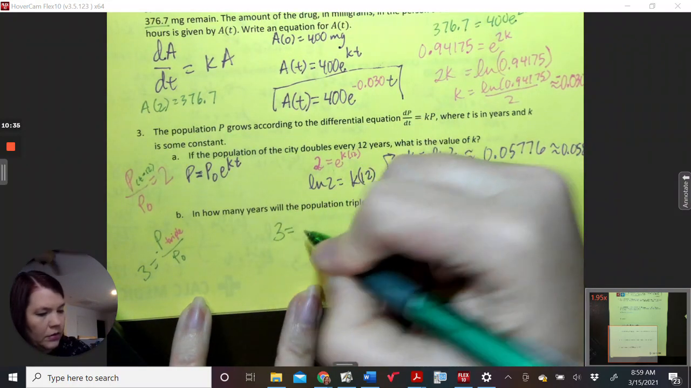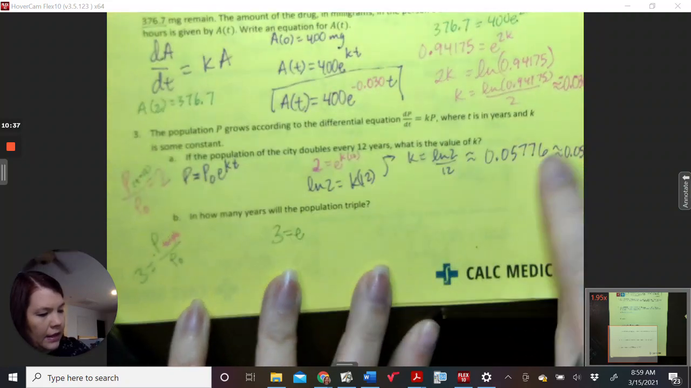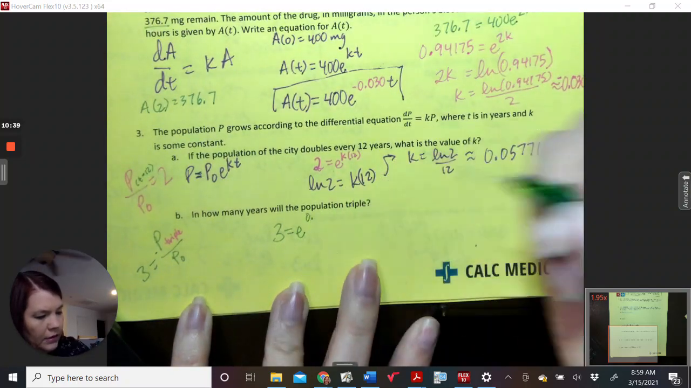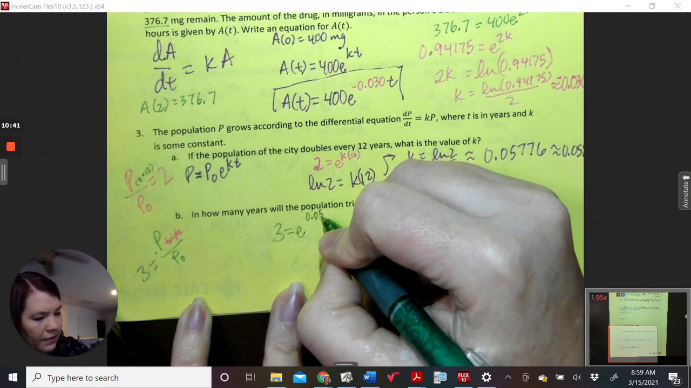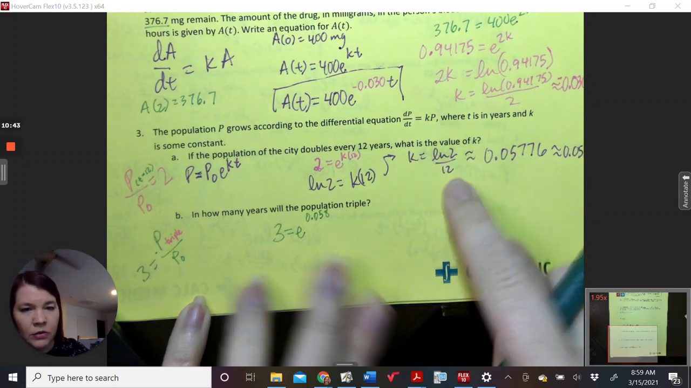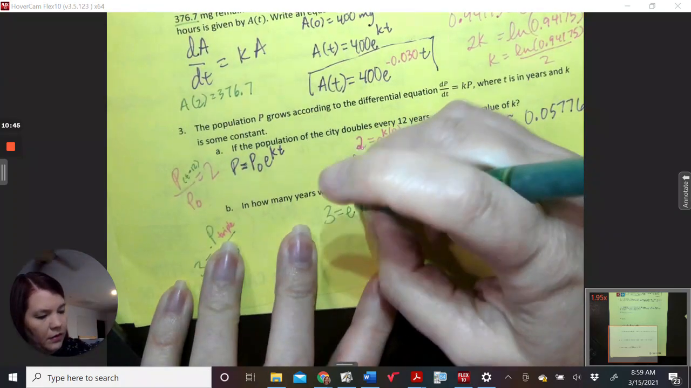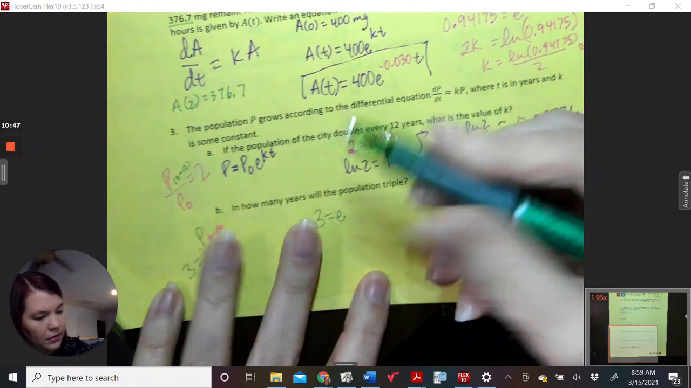No, not like that. I hate it when fractions are exponents. It's so much harder to write. Okay, ln 2 divided by 12. And we're just going to solve for t.